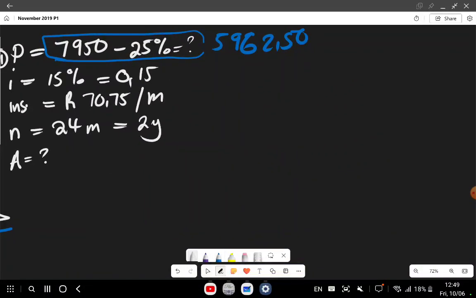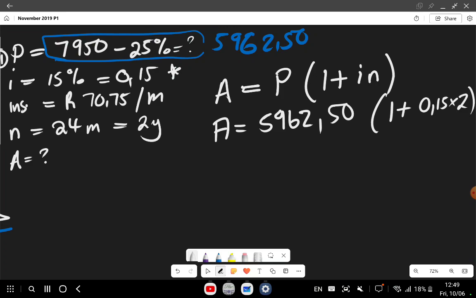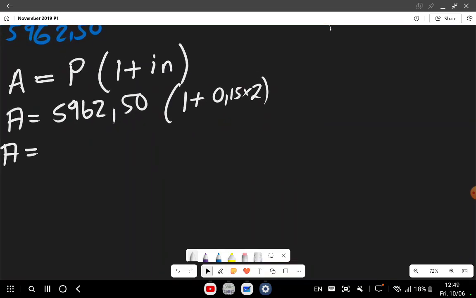Because he is paying interest, we have to use the simple interest formula. If there was no interest involved, we could just divide that 5,962.50, but we have to use the simple interest formula. So A is equal to the principal amount multiplied by 1 plus i n. Now we substitute. A is equal to 5,962.50 bracket 1 plus 0.15 times 2 years.